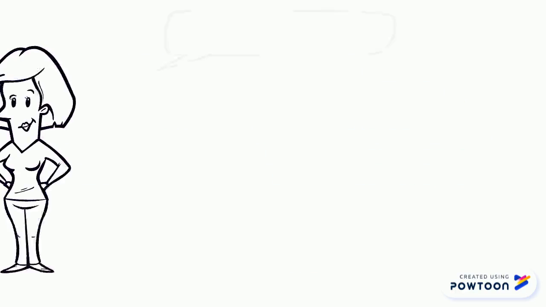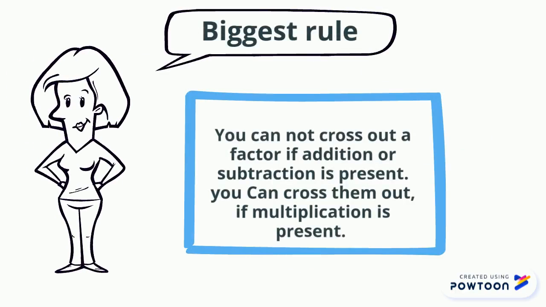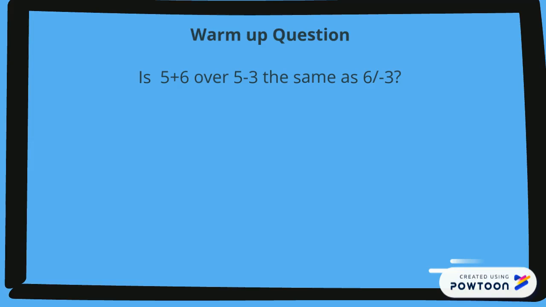The biggest rule of rational expressions is you cannot cross out a factor if addition or subtraction is present. You can cross them out, however, if multiplication is present. So, is 5 plus 6 over 5 minus 3 the same as 6 over negative 3? Take a moment to work it out.